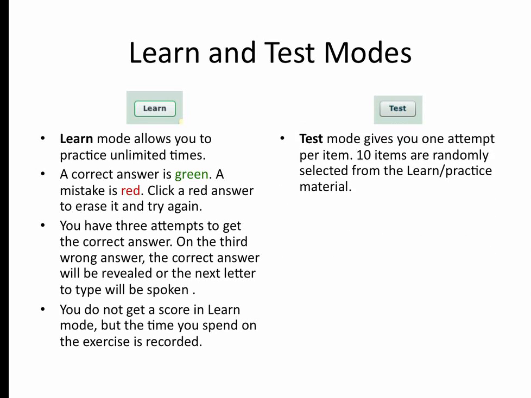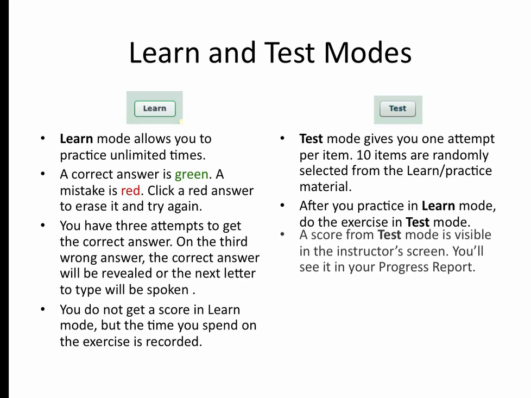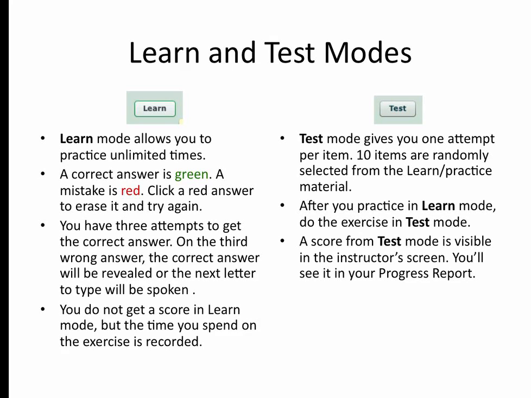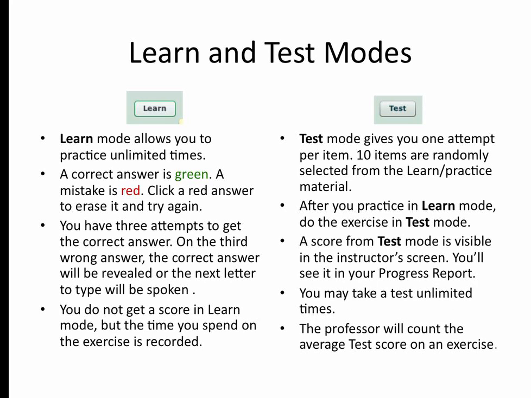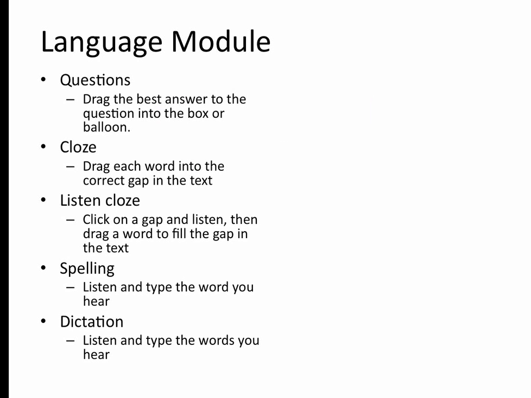On the other hand, Test mode gives you just 1 attempt per item. 10 items are randomly selected from the Learn practice material. So after you practice in Learn mode, do the exercise in Test mode. A score from the Test mode is visible on my screen, and you'll also see it in your progress report. You may take a test unlimited times, and I'll count the average test score on an exercise.